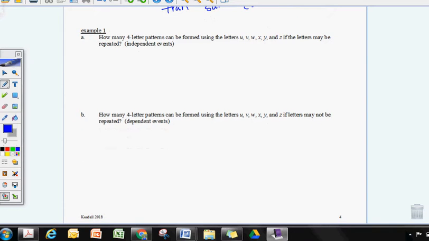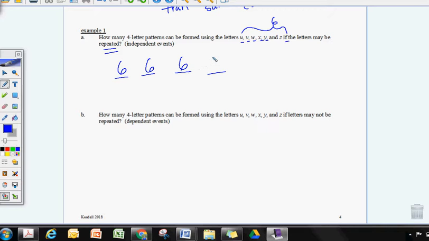For the first example, it says how many 4-letter patterns can be found using U, V, W, X, Y, and Z. So the first thing that I looked at is I have 6 choices here, if the letters can be repeated. Now, 1, 2, 3, 4. I have 6 choices for the first spot. I have 6 choices for the second spot.